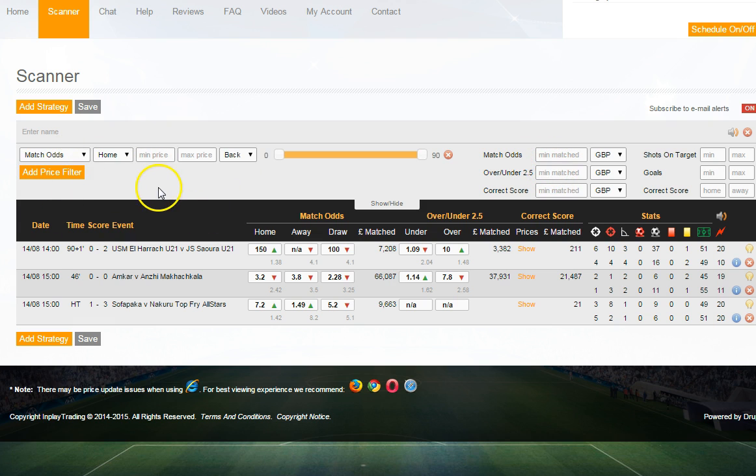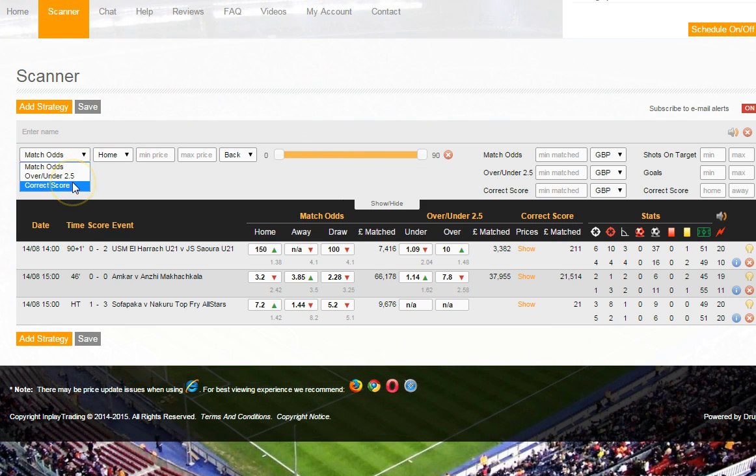We can add some additional filters here based on odds. We can also look for minimum time frames within games. So we could look for games that are 0-0 at half time as an example, or perhaps games where the correct score, the match odds, like the draw, become odds on after a certain amount of time. We might want to use that for one of our strategies.